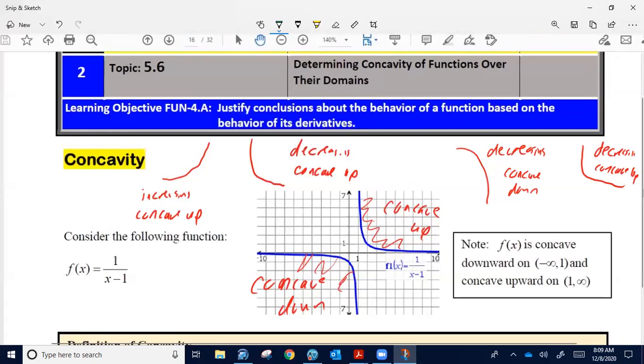Why that's important now for us, we discussed last couple classes, if a function is increasing, that means its derivative is positive.